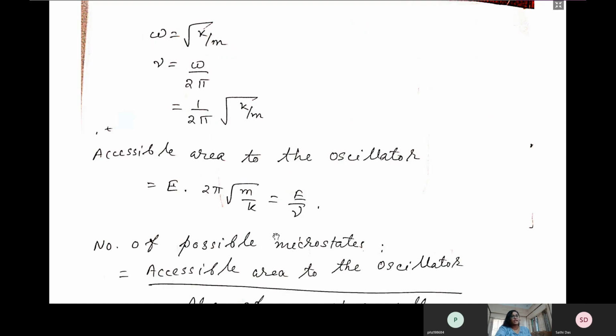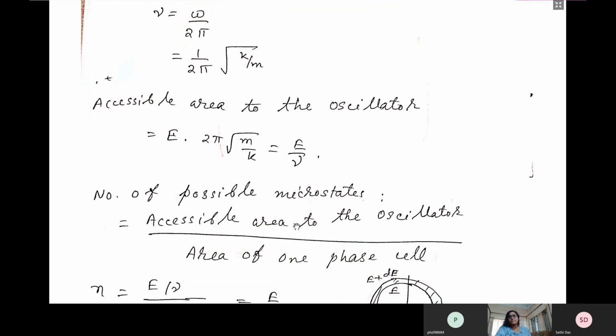Okay, so omega is root over k by m, and nu is 1 by 2 pi into omega, that is 1 by 2 pi root over k by m. So E, that is the accessible area, can be written as E into 2 pi root over m by k, that can be written as E by nu.